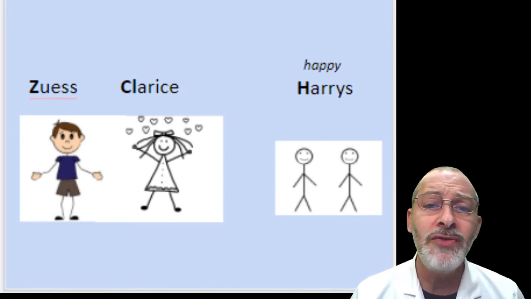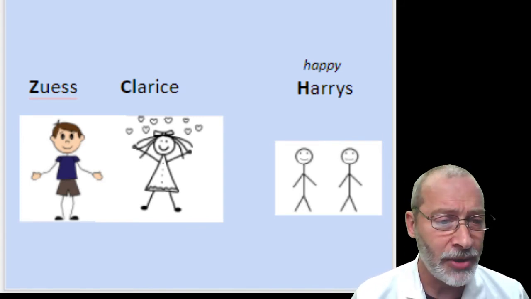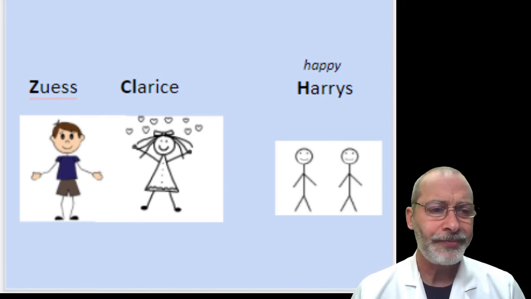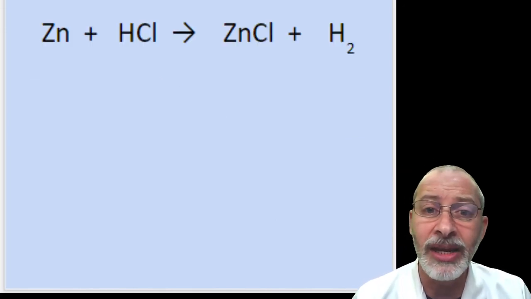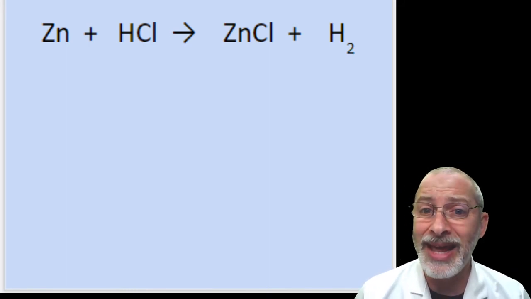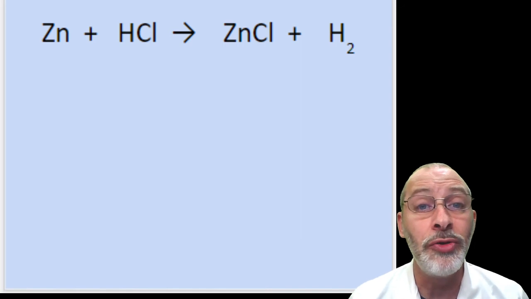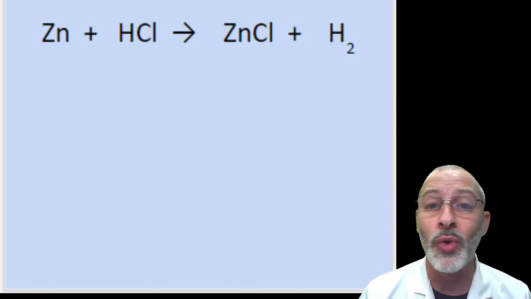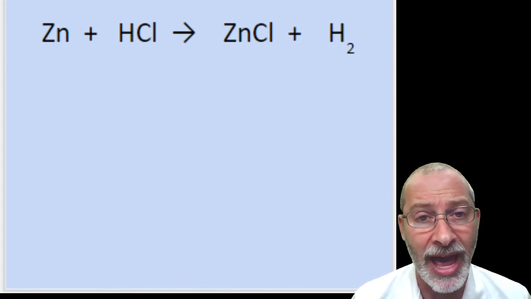But do you see, the story of Zeus, Clarice, and Harry is a love triangle of chemistry, and it illustrates very easily and very clearly, I believe, a single replacement reaction. And once again, here is that reaction. I'd like you to make sure you write this down in your notes in this section. And then I'd like you to take some time to go through the 4 steps of balancing equations in order to balance this equation between zinc and hydrochloric acid.